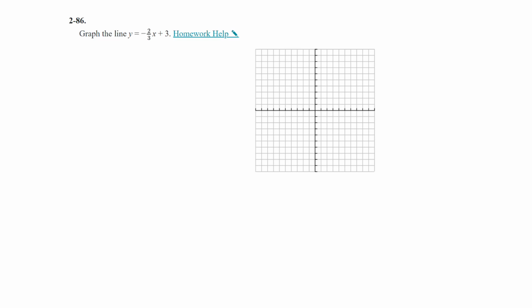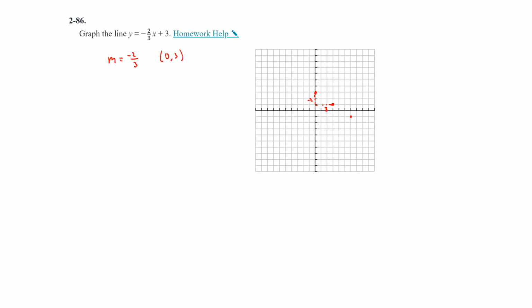Question 86, graph the line y equals negative 2/3 x plus 3. So we're going to graph this using the slope negative 2/3 and the y-intercept at 0, 3. Plot the y-intercept first. Your line should be decreasing because of the negative slope, so I'm going to go down 2 and to the right 3. So down 2 is a negative 2, to the right 3 is positive.